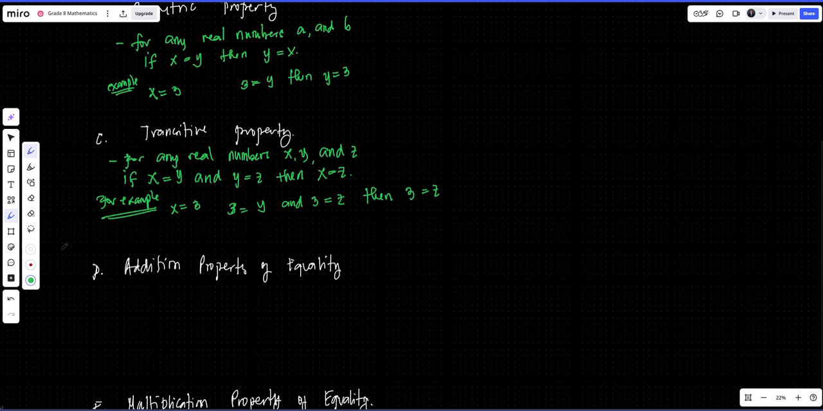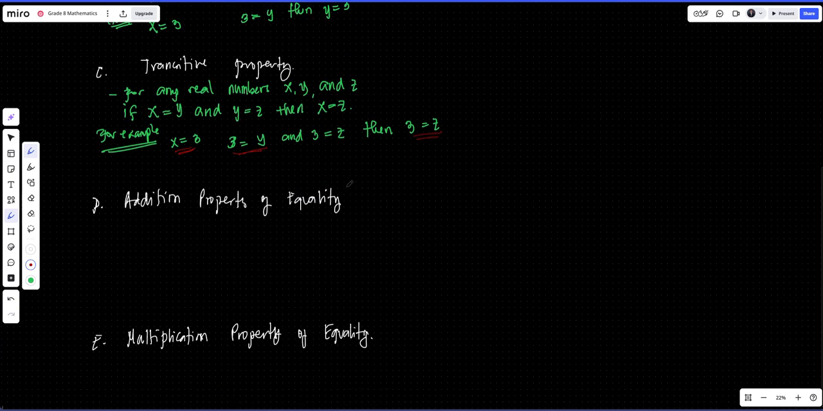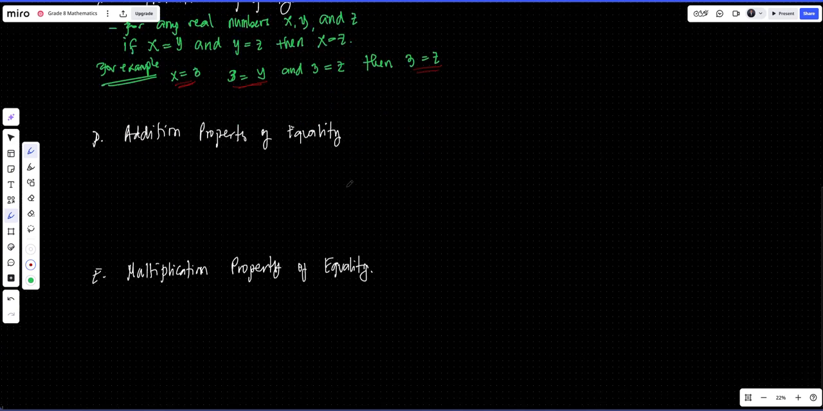Okay? So if you notice, yung value ng x natin dito na part ay nag-share sa value ni y at the same time value ni z. And that is transitive property. Alright? Okay. Then, move on to the addition property of equality. Sa addition property of equality, we have this one.